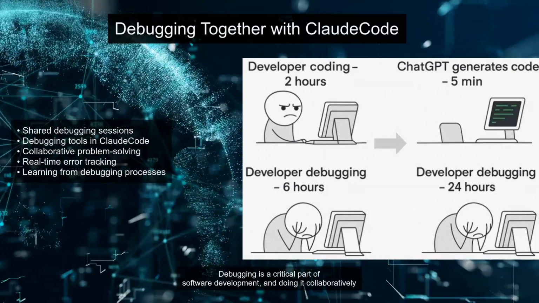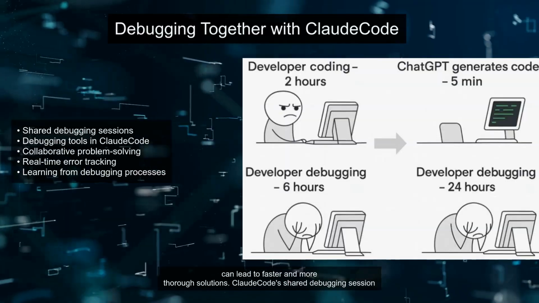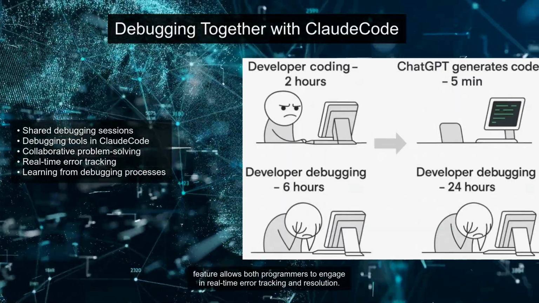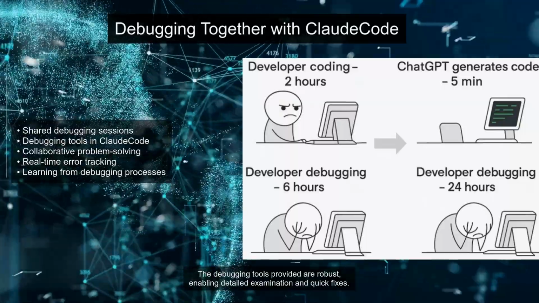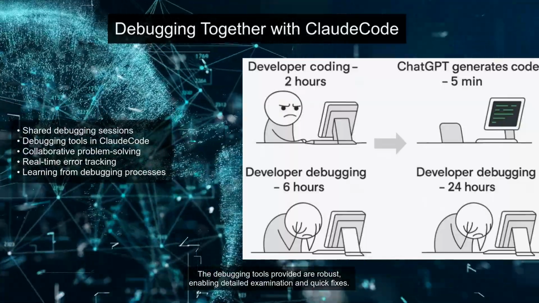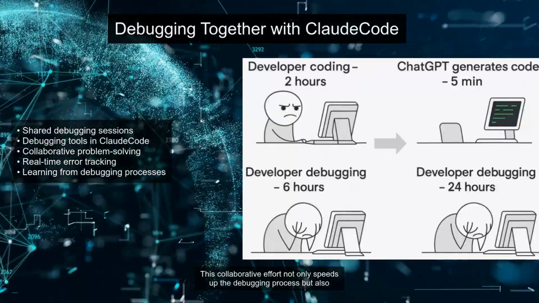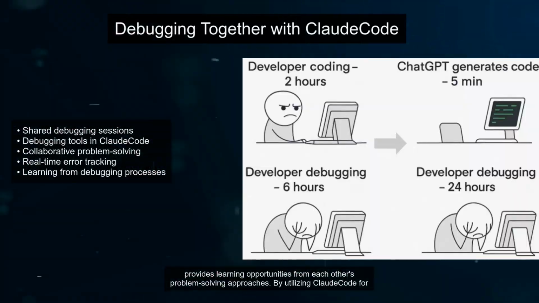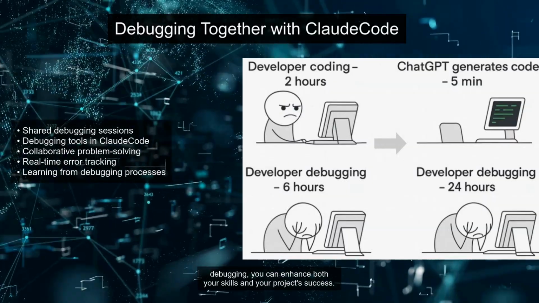Debugging is a critical part of software development, and doing it collaboratively can lead to faster and more thorough solutions. ClaudeCode's shared debugging session feature allows both programmers to engage in real-time error tracking and resolution. The debugging tools provided are robust, enabling detailed examination and quick fixes. This collaborative effort not only speeds up the debugging process but also provides learning opportunities from each other's problem-solving approaches. By utilizing ClaudeCode for debugging, you can enhance both your skills and your project's success.